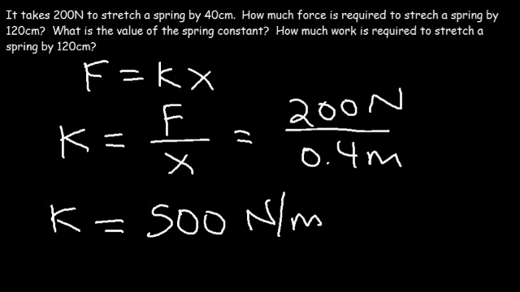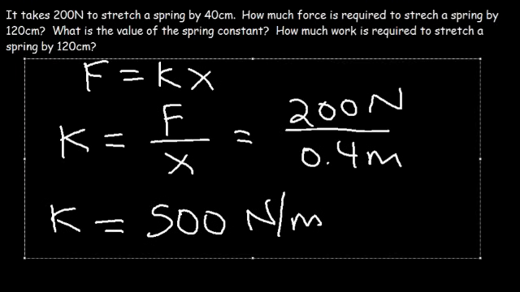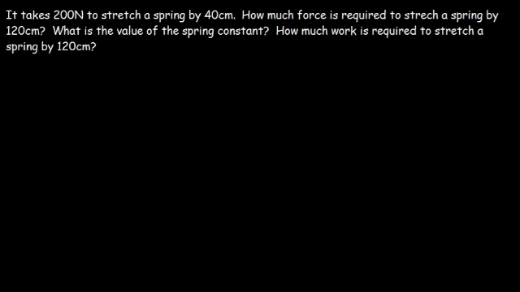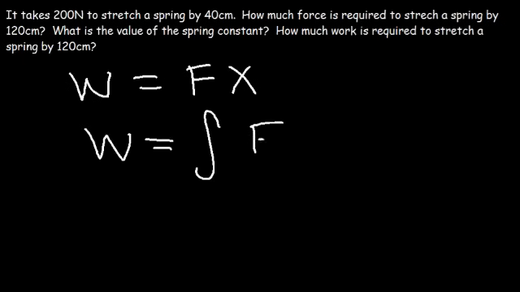Now what about the last part of the problem? How much work is required to stretch a spring by 120 centimeters? Work is equal to force times displacement, which displacement could be represented as x. Now this is if you have a constant force. Now what about if the force is a variable force? For example, in this case, work is equal to the integral of f times dx, where f is a function of x. And we know f is equal to k times x, ignoring the negative sign.